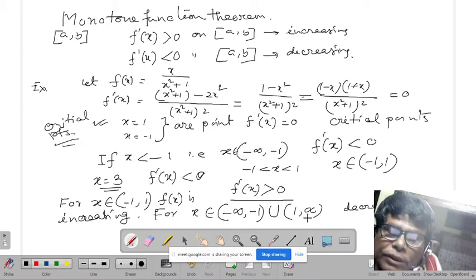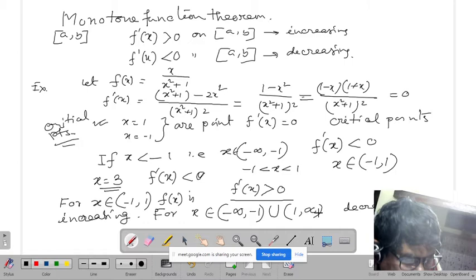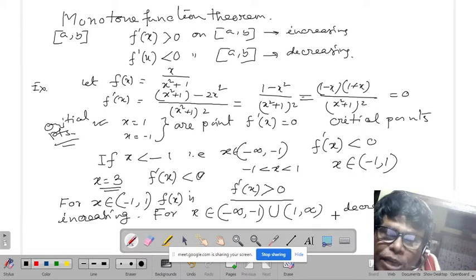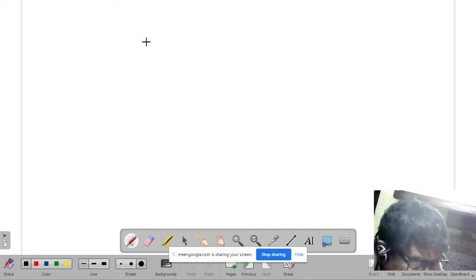Okay, so the function is decreasing between 1 to infinity. So in this way you can find out the value of the function or the nature of the function by using this thing. So our first duty is to calculate in which region it is increasing and it is decreasing.